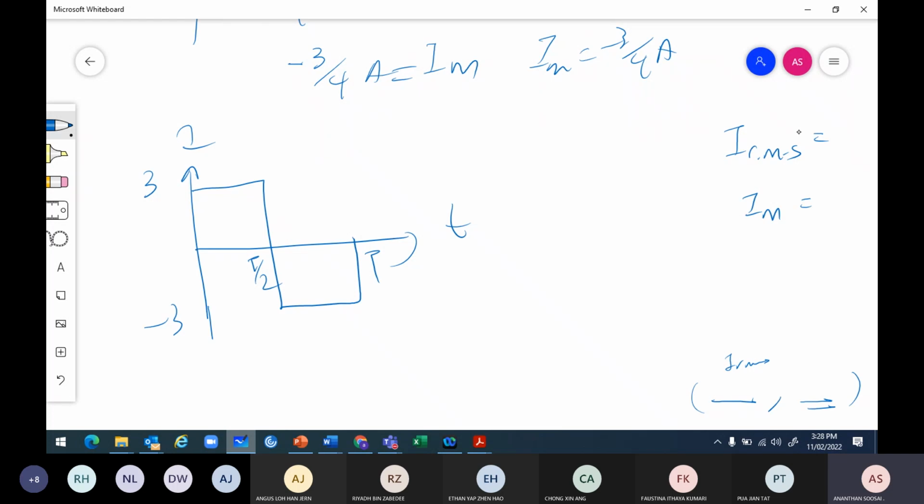Find the RMS value first. RMS: square the graph, then mean the value, then root. For the mean value, just these two areas. The top area is positive, the bottom area is negative. So the upper area minus the bottom area equals I mean times period. So you find the I mean. Actually, I mean is easy. The only thing is the area at the bottom is negative.